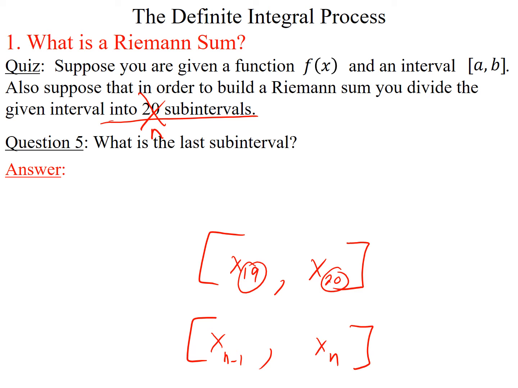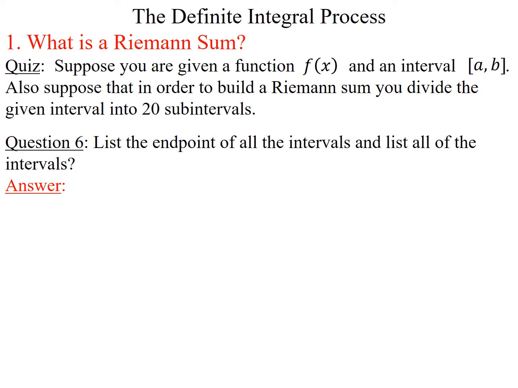Okay, next question. This is not exactly a question, but what does it say? List the endpoints, there's a typo there, of all the intervals, and then list the intervals. Well, it's going to take a little time to list them all, so I think I'll just put some dots. Here are the endpoints: x0, then x1, then x2. These are not the numbers in the interval we pick. It's just the ends of the intervals. x0, x1, x2, x3, x4. We'd have to keep going until x20, since we have 20 intervals. So those are the endpoints.